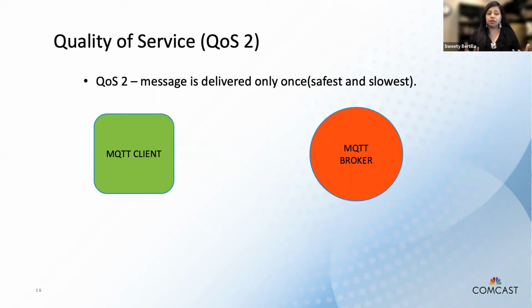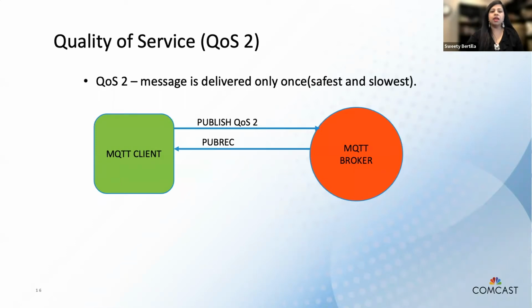Then there is another service, which is quality of service 2. We call this the safest and slowest because we make sure the messages are delivered only once to the end client. For that, the publisher, the MQTT client, publishes the message to the broker with quality of service 2. The broker doesn't publish the message to the end clients, but sends an acknowledgement back saying that I received this message. And the MQTT client says, oh, cool, so now I know you have the message with you. That is, the data is there with you. Now go ahead and release it.